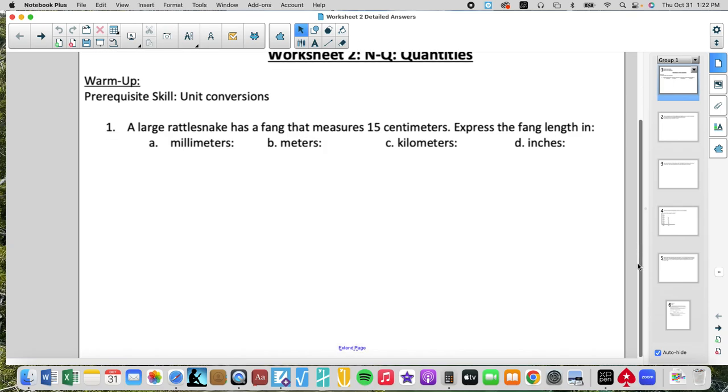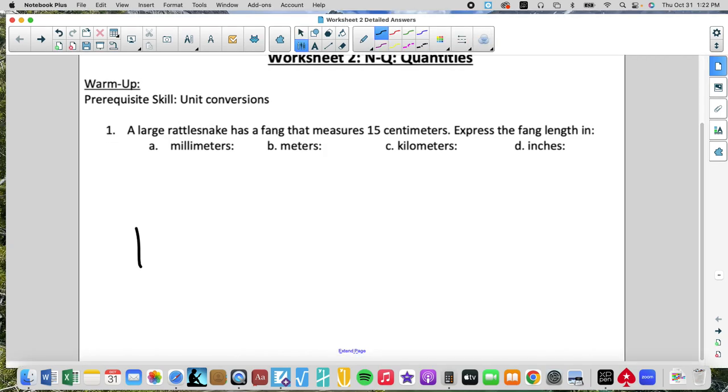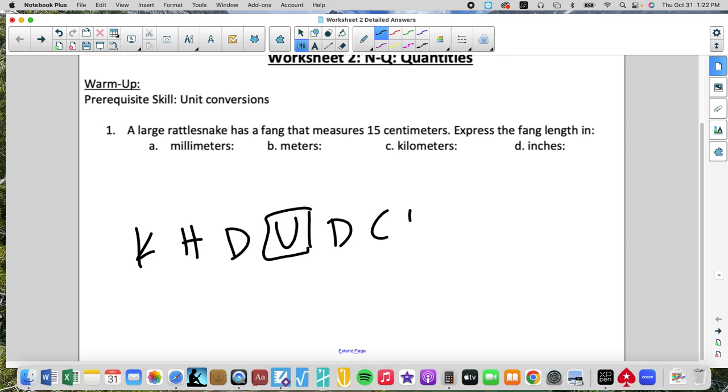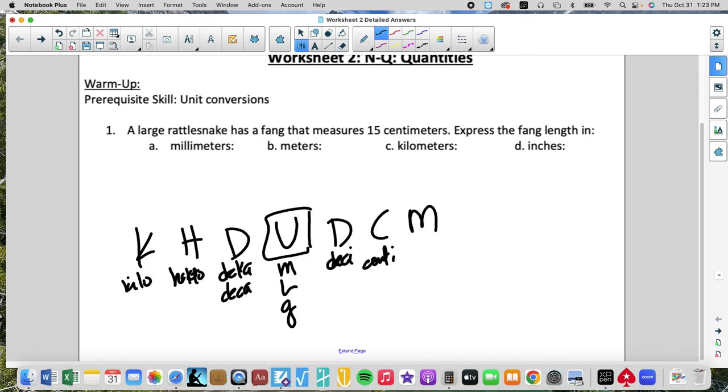Okay, so we have this little saying that Mr. Mack likes to use. King Hector died, unfortunately, drinking chocolate milk, where K stands for kilo, H stands for hecto, deca, units meaning meters, liters, grams. Now these are the easy ones: deci, centi, milli, all ending in I, meaning small.